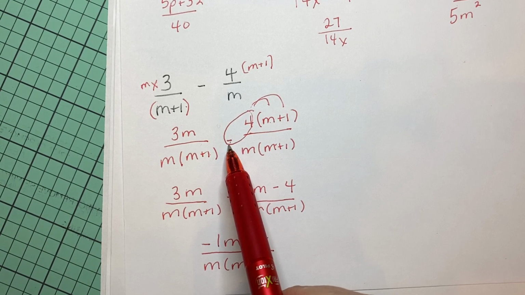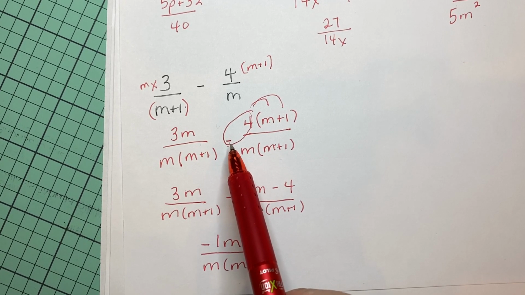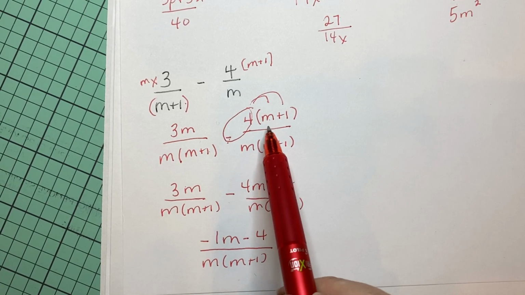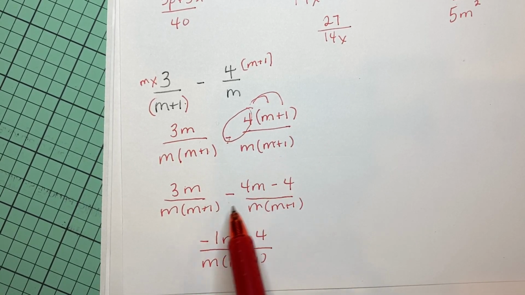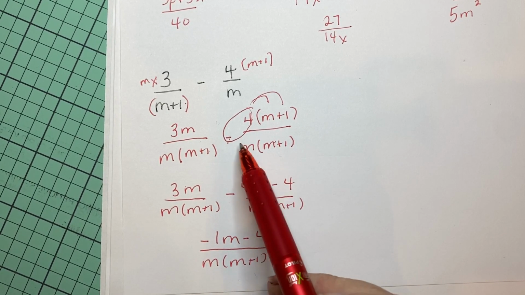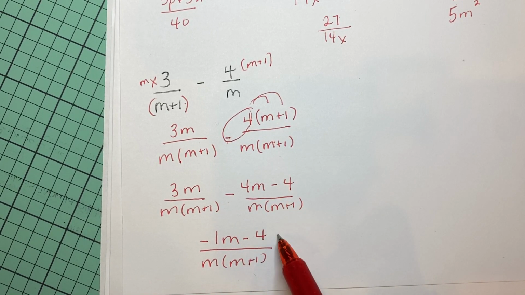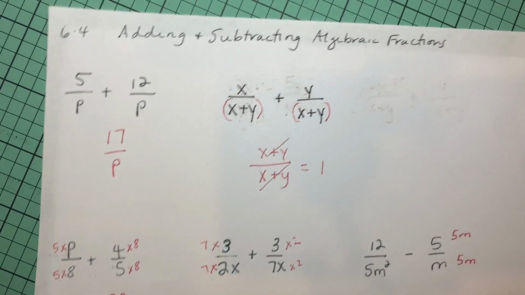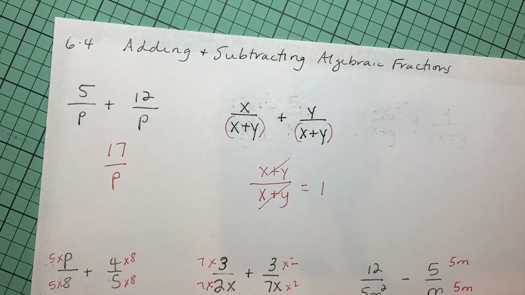This one's on the test, or I know it's on the quiz. Just be careful when this is a negative, it changes that second sign. Remember, anytime you distribute a negative, it changes that second sign. The biggest mistake made on this one is making this a positive 4 here. But this negative makes it a negative 4. So that's adding and subtracting algebraic fractions. So you're ready for the 6.4 practice problems.